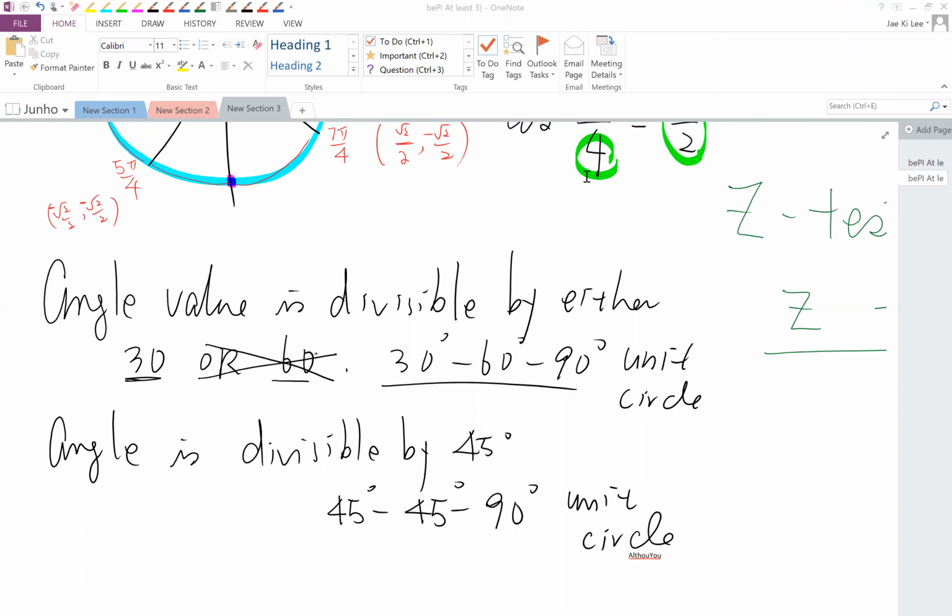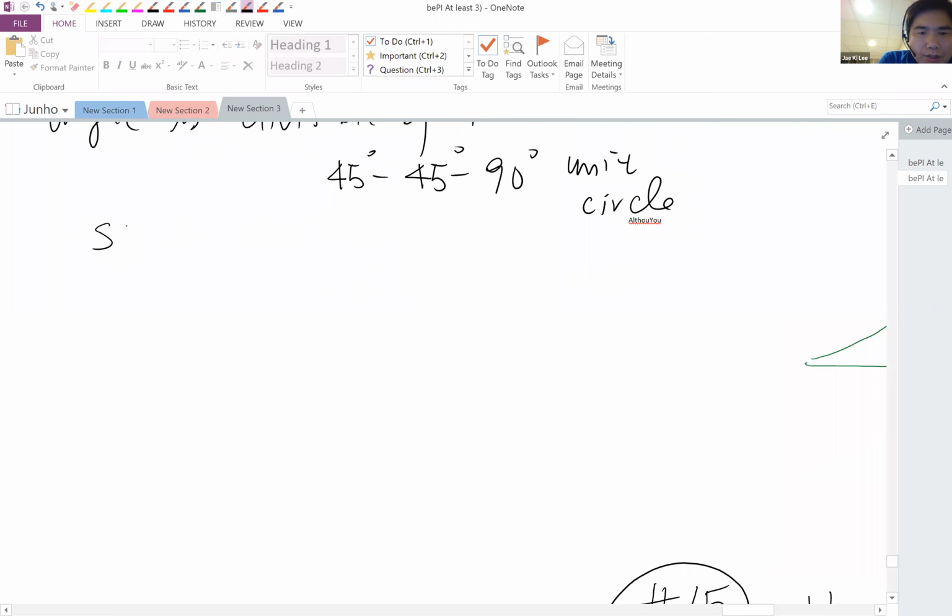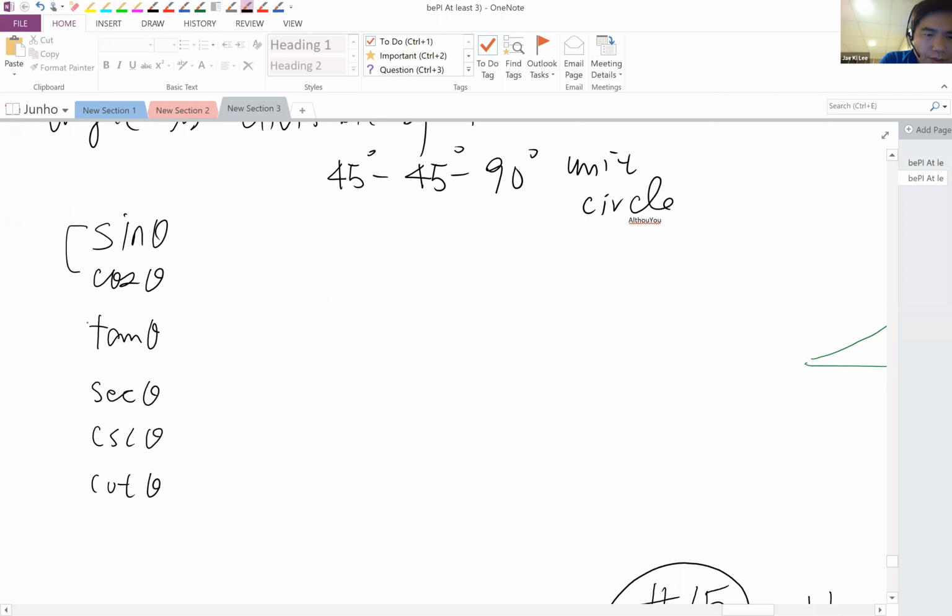What I want to do, so this time we only analyzed sine and cosine trigonometry values, right? But we actually have 6 different trigonometry values. So we cover sine theta and cosine theta already. And now besides these two, we also have tangent theta, secant theta, cosecant theta, and cotangent theta. Okay.